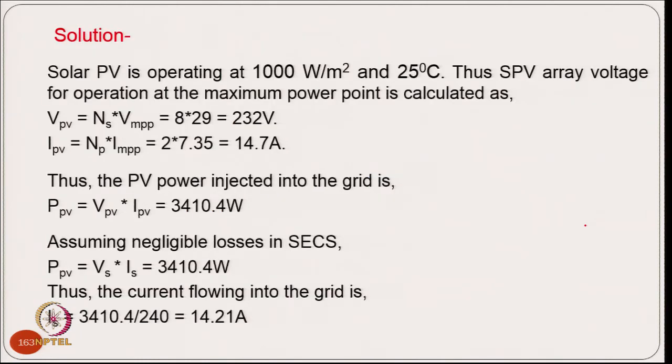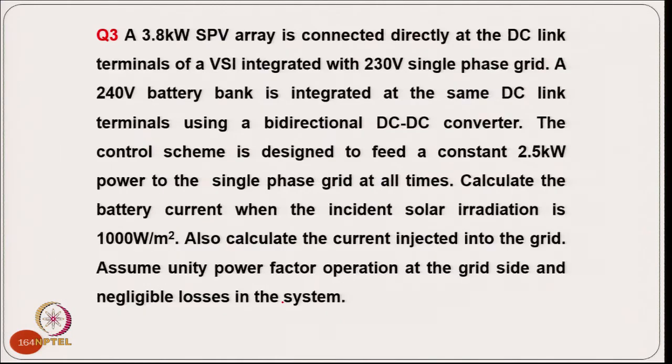So, we can find out the PV voltage, that comes NS into V, that is 232, and PV current that is from 2 strings 14.6, and the PV power of 3410 watt, and considering the negligible losses, this will be equal to your RMS voltage into RMS current. So, at unity power factor, we can find out, once we know the voltage, the unity power factor current from this relation P divided by Vs, that comes 14.21 ampere.